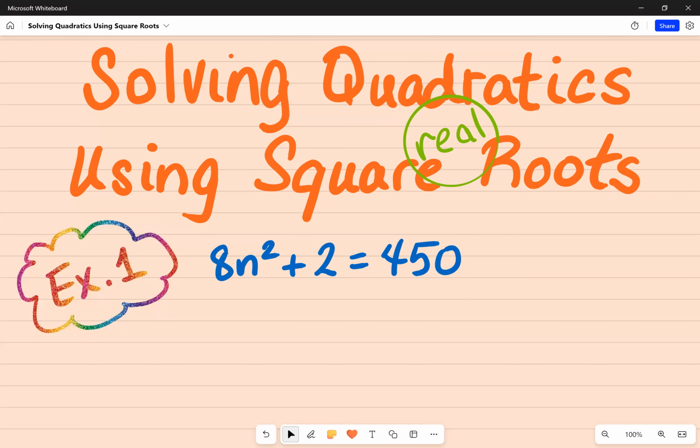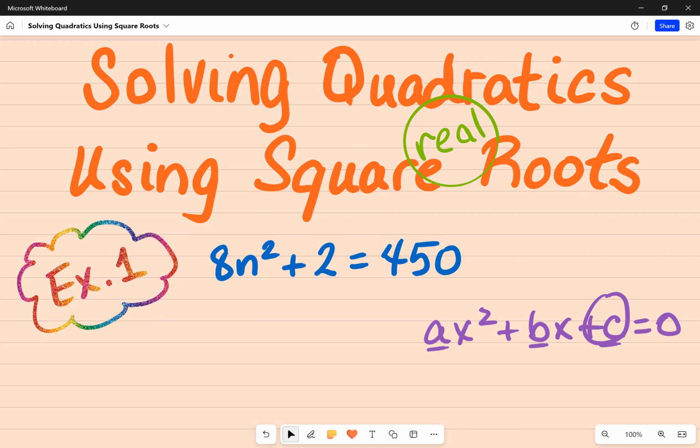I'm going to be solving quadratics using the square root method, but we're only going to focus on the real solutions. Let's just do a recap before we start example 1. A recap: for a quadratic in standard form, we have ax squared plus bx plus c is equal to 0, where a, b, and c are numbers.